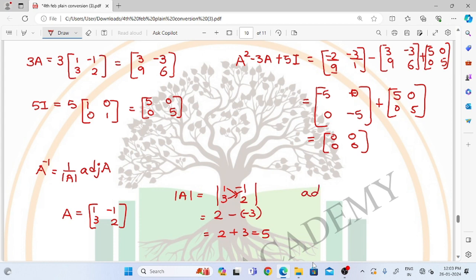Now the adjoint of A. For a 2 by 2 matrix, we can find the adjoint matrix directly. What you have to do is just interchange the diagonal elements. 1 will come here and 2 will come here, so this becomes 2 and this becomes 1. Interchange the diagonal elements, and for the remaining elements just change the sign. Don't change the element, just change the sign. Plus becomes minus, minus becomes plus. So here it is minus 1, so it becomes plus 1. Here it is plus 3, so this becomes minus 3. So this is the adjoint.